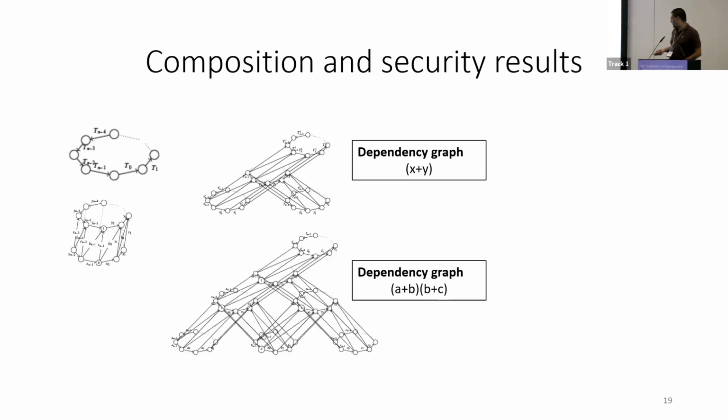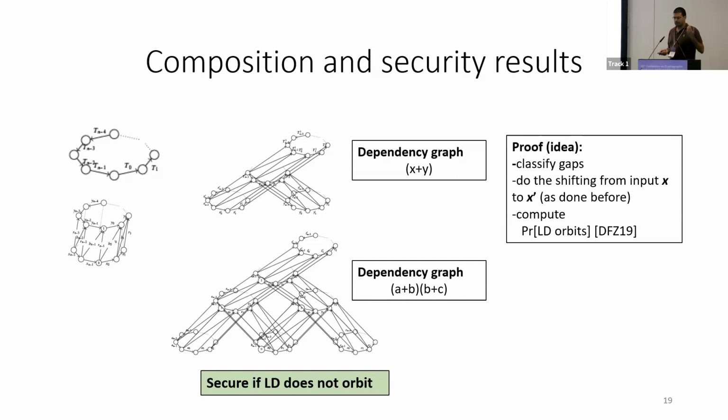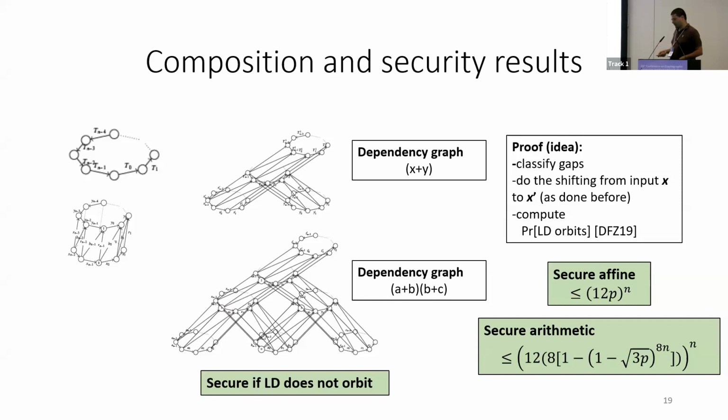Here it's more complex. And again, we can prove security if the leakage diagram does not orbit. And to give the proof, we classify gaps, we do the shifting from input X to X prime as done before, and we compute the probability that the leakage diagram orbits. We have this security for affine circuits, which means no multiplication gadget, and for arithmetic circuits.